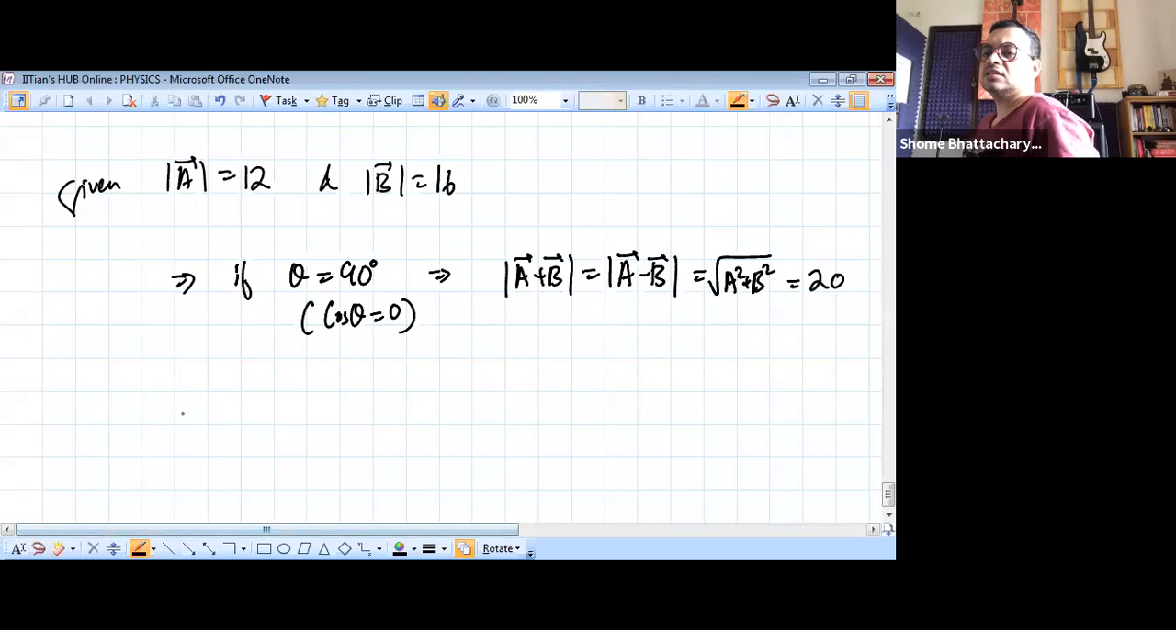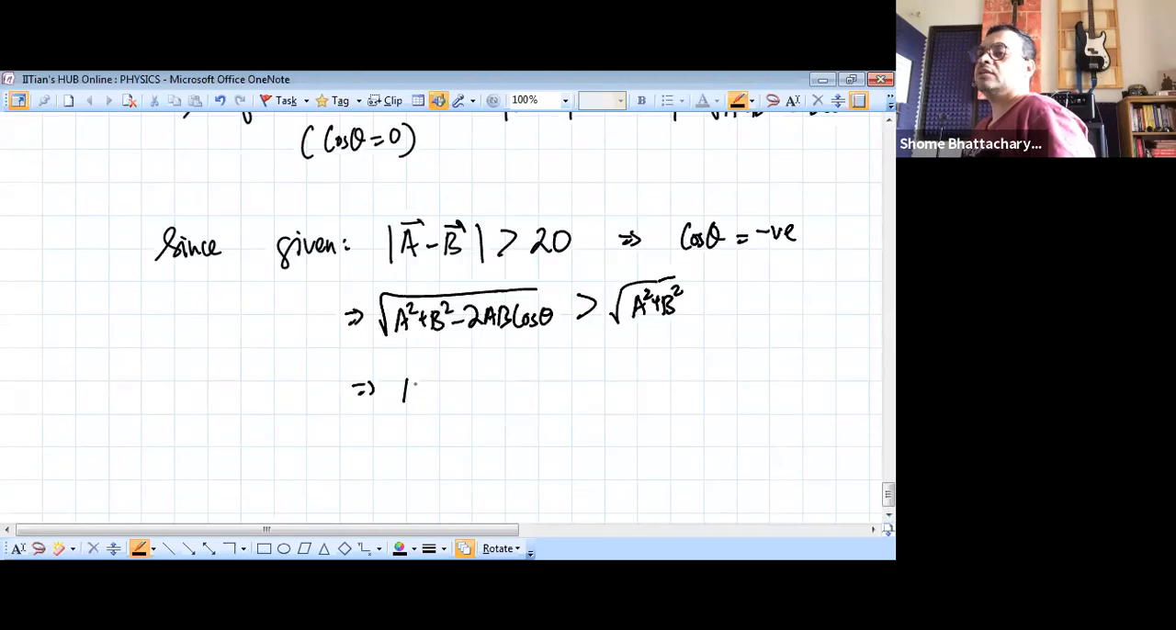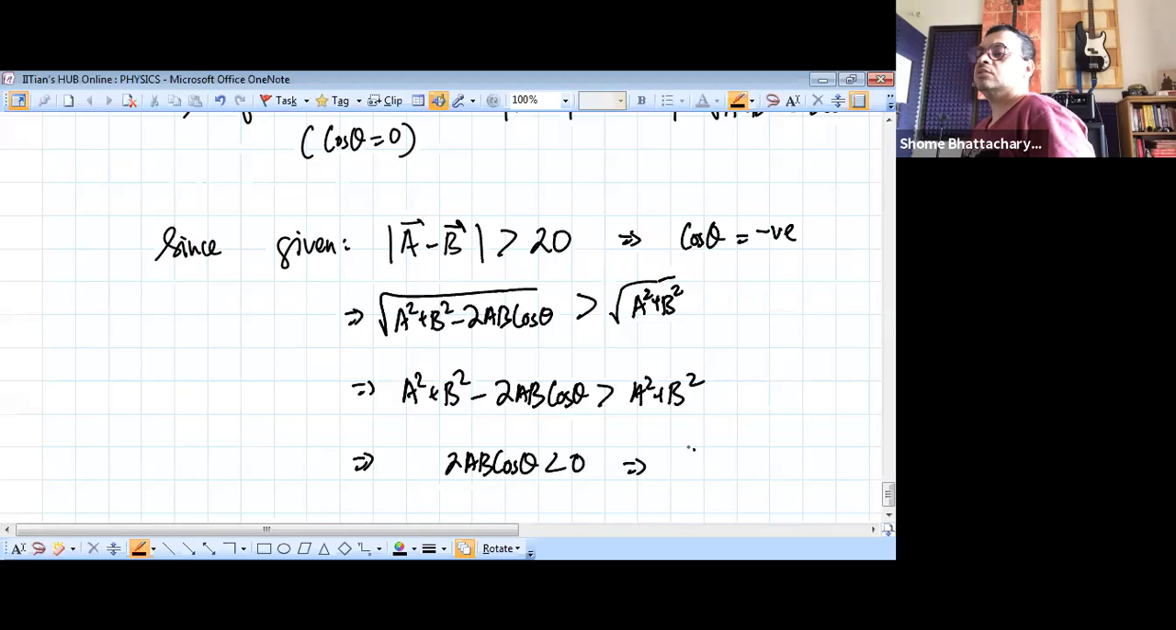Okay. So now, since it is given that mod of A minus B is in fact greater than 20, what does that show? That cos theta is negative. Because what is this thing? It is nothing but root of A square plus B square minus 2AB cos theta, and this quantity is greater than 20. Now what is 20? Root of A square plus B square. So you can square both sides and see that A square plus B square minus 2AB cos theta is greater than A square plus B square. That means 2AB cos theta is less than 0.